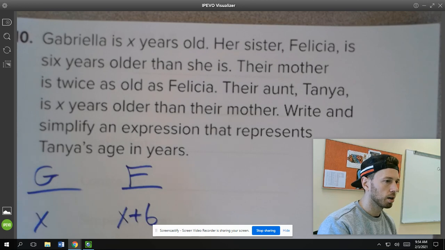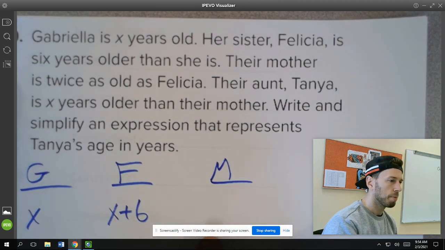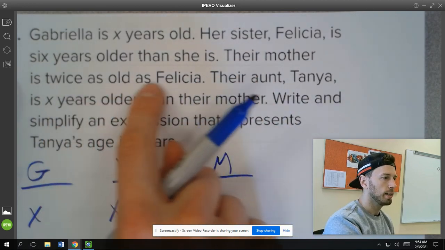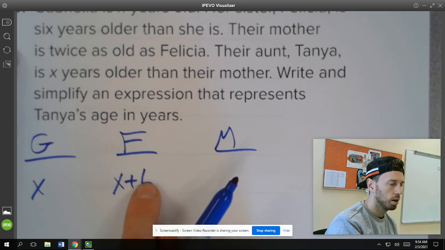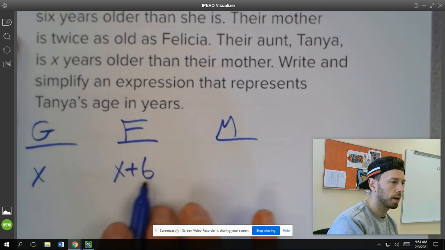Their mother is twice, okay, so put an M for mother. Their mother is twice as old as Felicia. So here's Felicia's age. How do we show 2 times this? Well, we would take this whole thing and multiply it by 2.